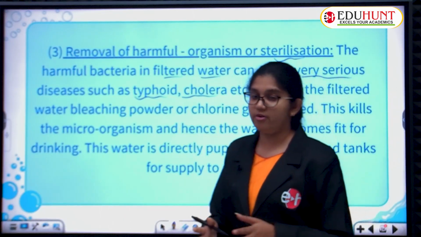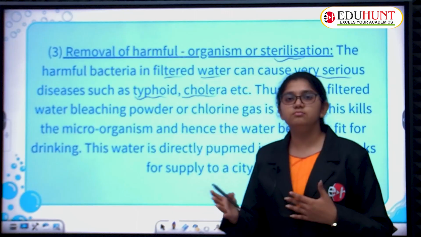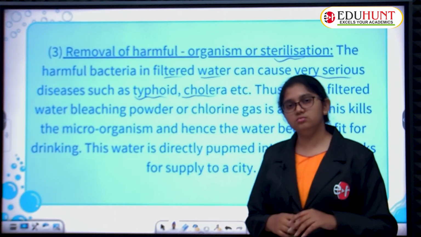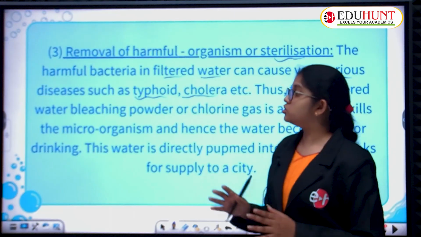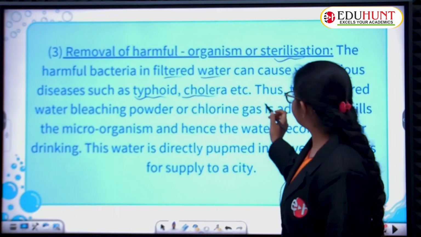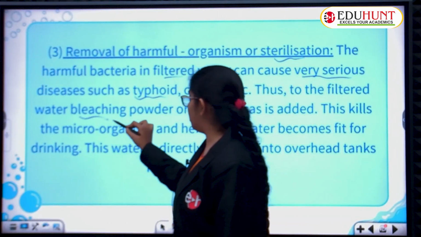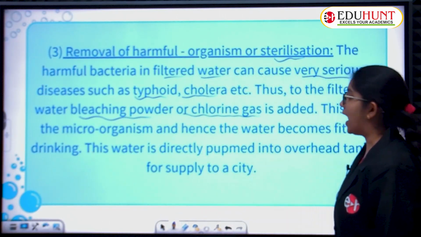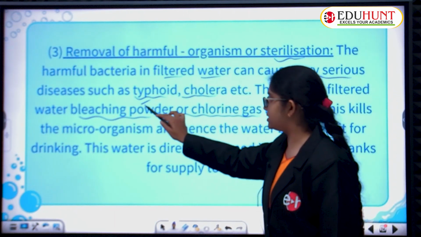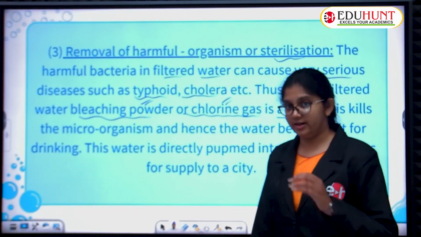It is not safe, okay. We may even get high fevers and also vomiting. All these things are symptoms of the impurity of the water, okay. So to avoid that, we are going to chlorinate, okay. And thus to the filtered water, bleaching powder or chlorine gas is added, okay. What are the things added, children? Bleaching powder or else chlorine gas is added to the filtered water, okay.